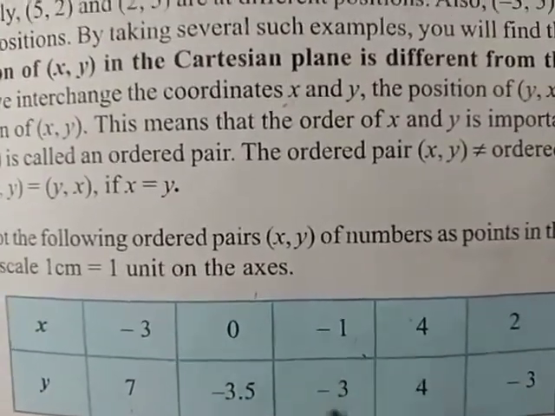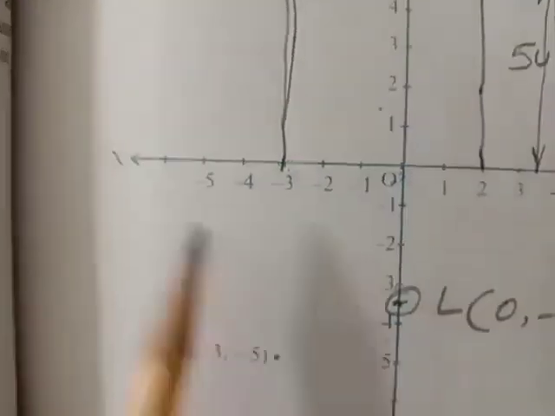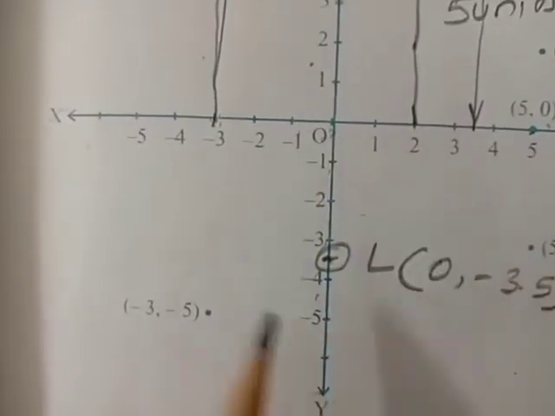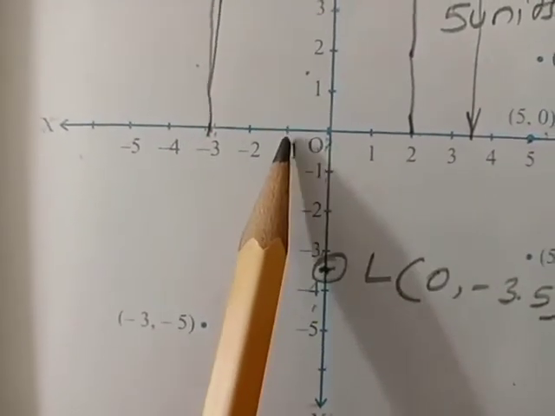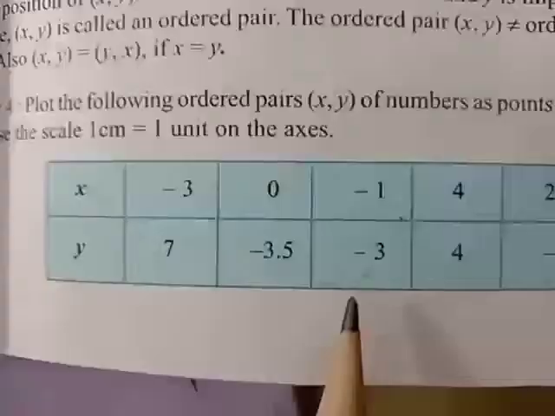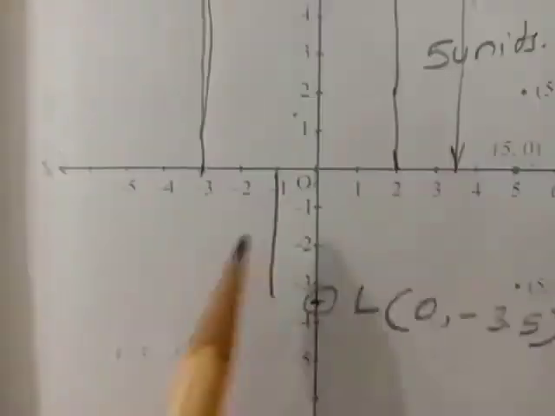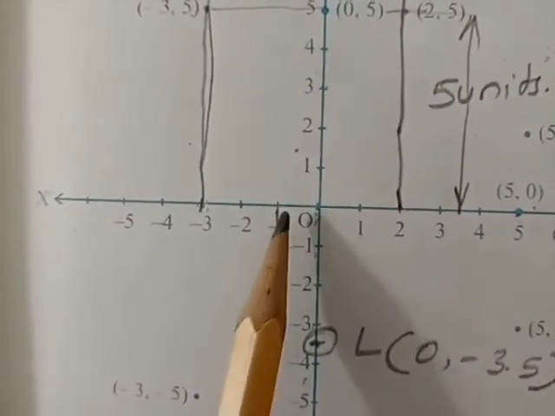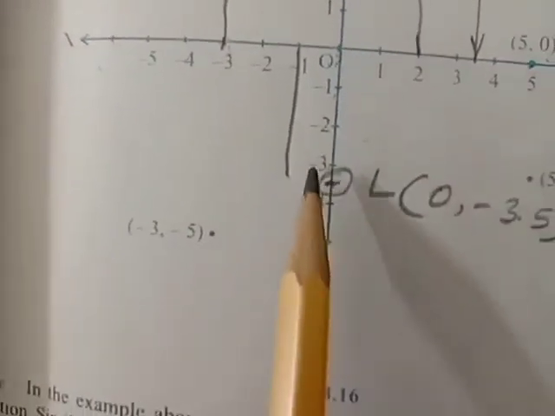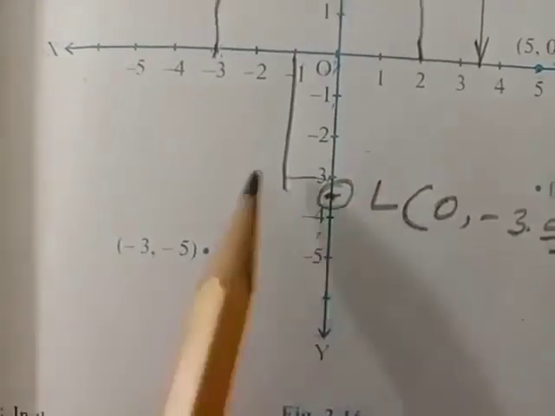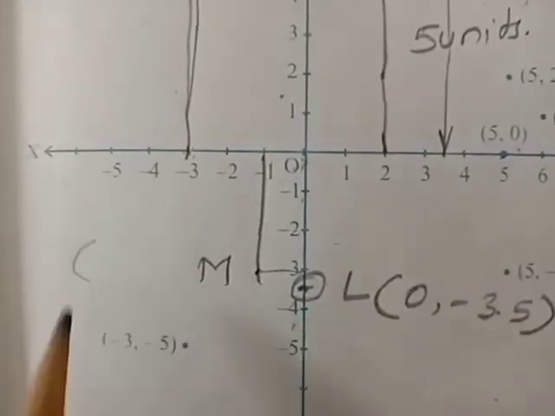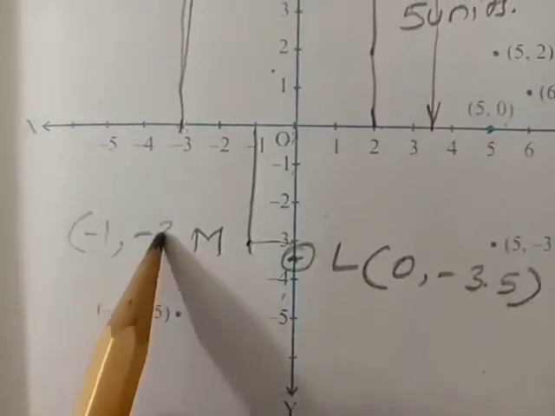Now let's try to plot (-1, -3). Both are minus, so they are in the third quadrant. X is also minus, y is also minus. So if you measure -1 from the y-axis, draw a perpendicular line. And the y ordinate is -3. So from the x-axis measure -3 units, -1, -2, -3 units, and draw a horizontal line, and the point where they meet you call M. So this is that ordinate, (-1, -3).